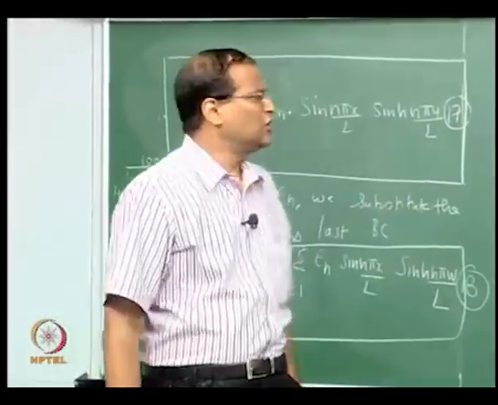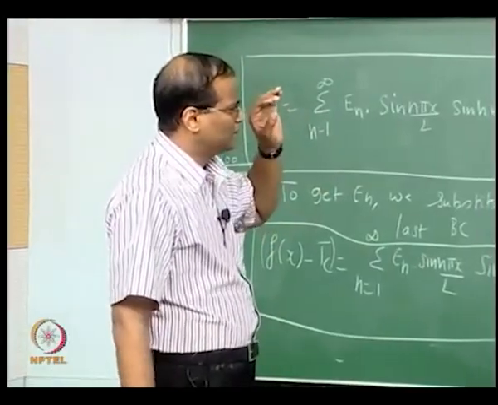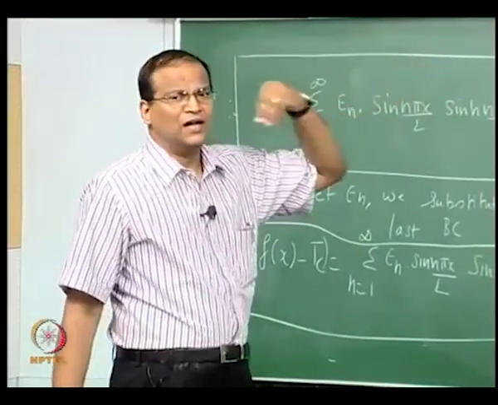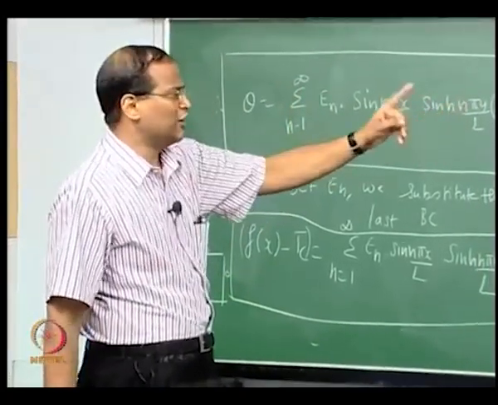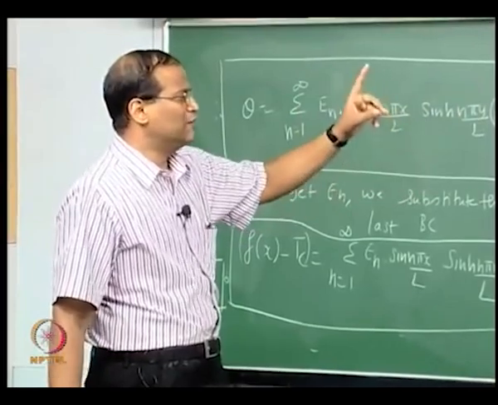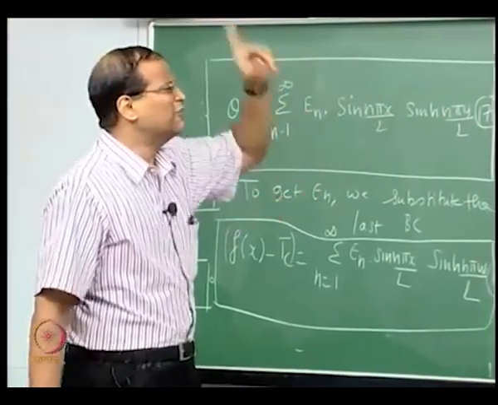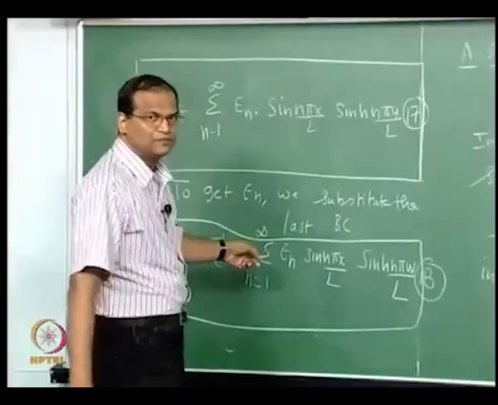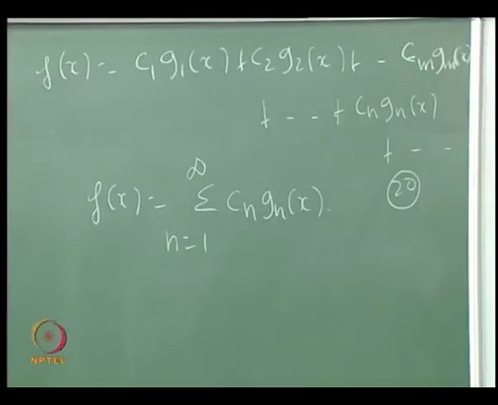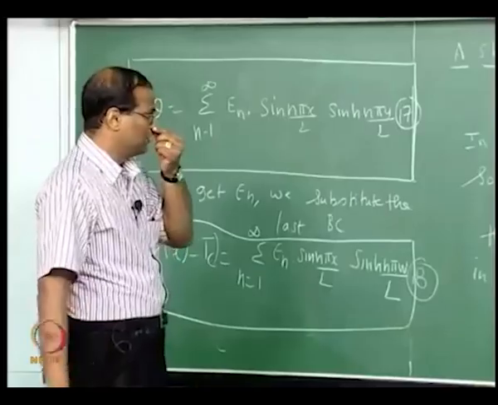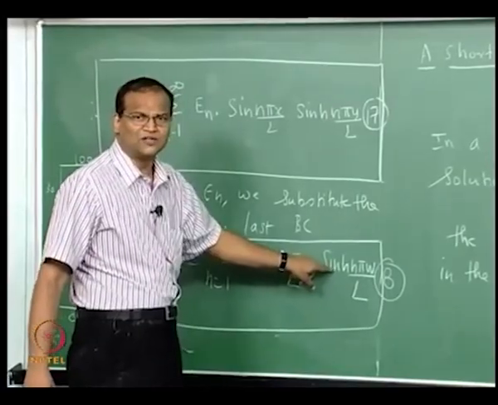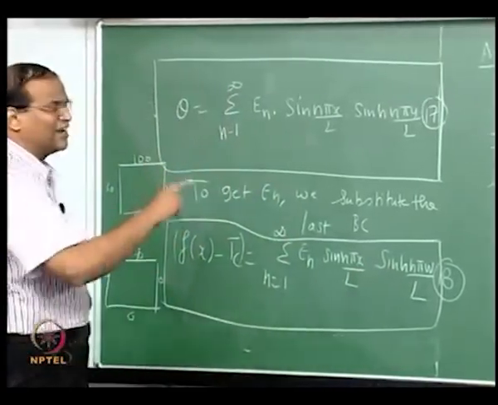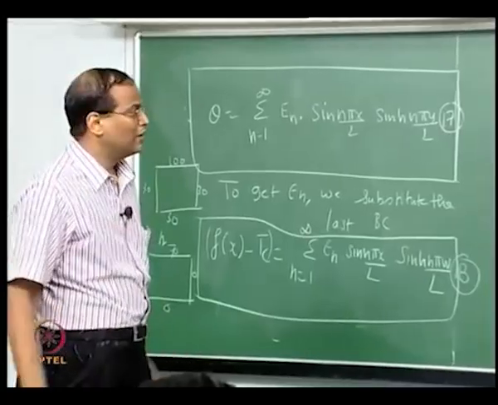Watch carefully, what is the logic we are trying to use? Any function f of x I want to express as a linear combination of the orthogonal functions. Please look at this equation 20, so f of x is represented as an infinite series sigma n equal to 1 to infinity cn gn of x, it is very similar to equation 18, except that instead of f of x we have f of x minus tc, but tc is nothing but a constant. So left hand side is the same, on the right hand side I do not worry about En into sin n pi x by L, which is a constant, but for g of x I do not know whether sin n pi x by L is an orthogonal function or not, that we have to check.